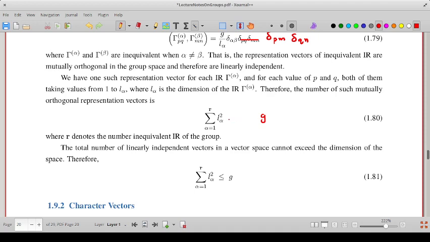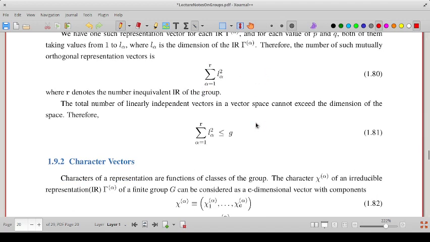Now the maximum number of linearly independent vectors in a G dimensional space is G. So obviously each of these vectors is linearly independent, and therefore this sum should be less than or equal to G. So we get the first inequality connecting the number of irreducible representations to the order of the group, which is given as the sum over alpha running from 1 to R of L alpha square should be less than or equal to G.